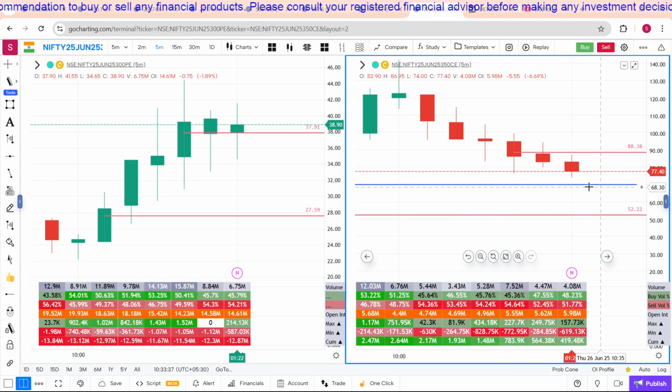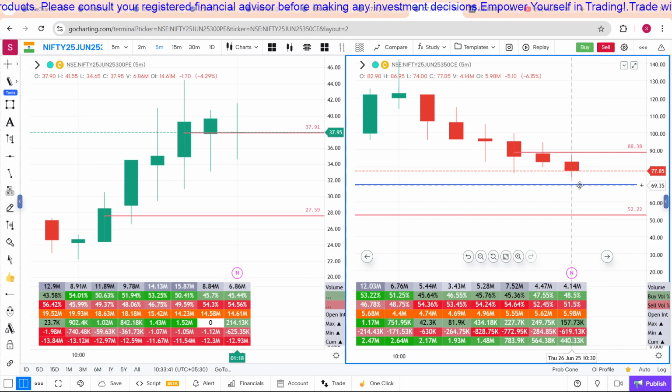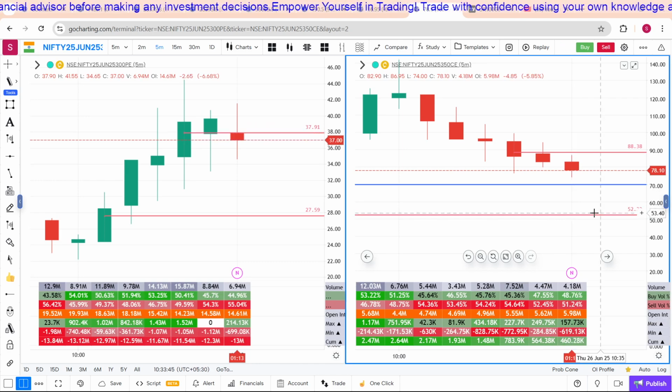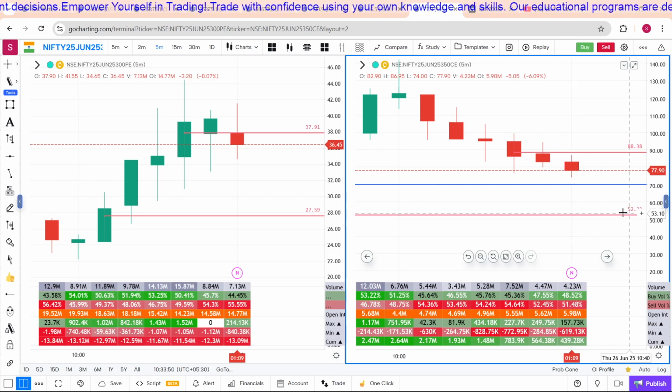Otherwise, on this blue line, the head and shoulder pattern lower point, 69, is breaking and closing below, immediately it will go to 52. Below 52, no buying.